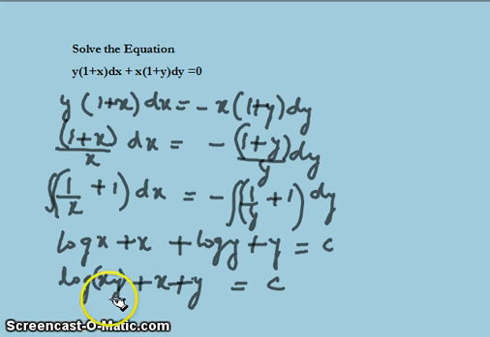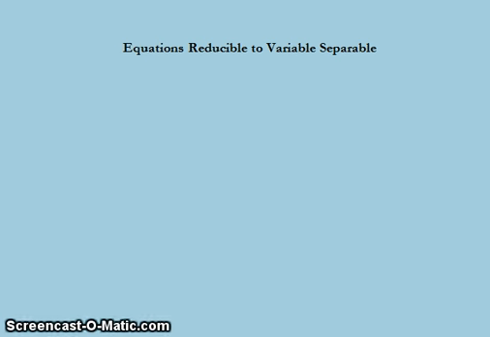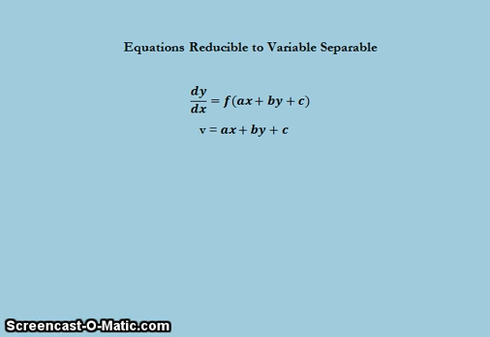So by the use of the variable separable method and the steps that we have discussed, we have found the solution to this differential equation as log xy plus x plus y equal to c. Next we are going to discuss equations that are reducible to variable separable. If the given differential equation is of the form dy by dx is a function of ax plus by plus c, then we put v equal to ax plus by plus c, and it will be reducible to variable separable.